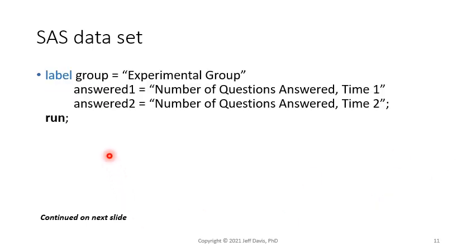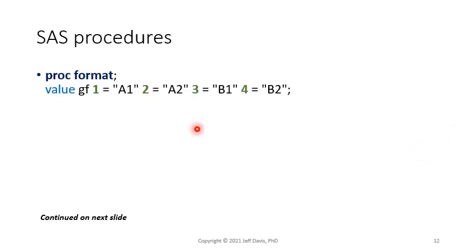All right, so we want to set up labels next. We're still in the data step. So label group, and we'll say experimental group. Answered 1, number of questions answered at time 1. Answered 2, number of questions answered at time 2. And then here is when we get into the procedures.